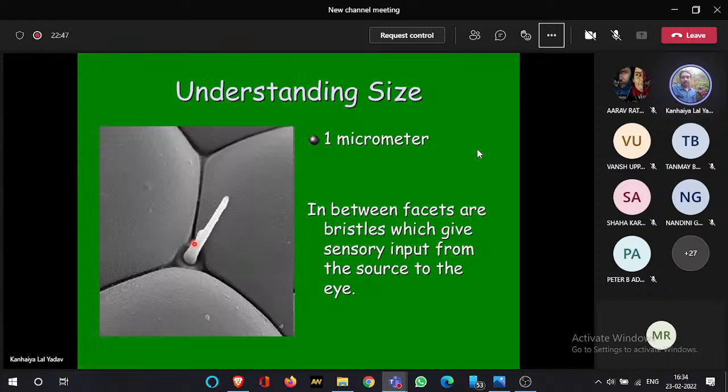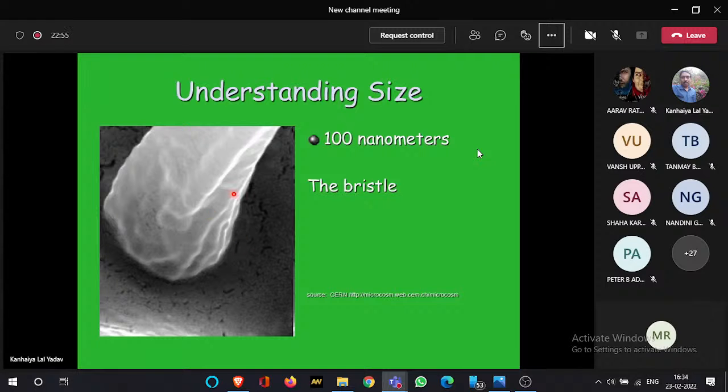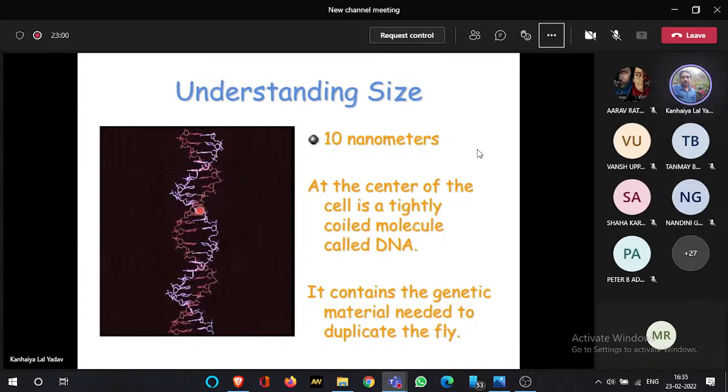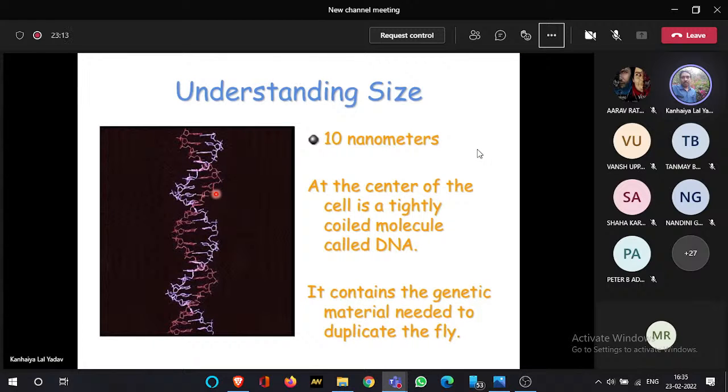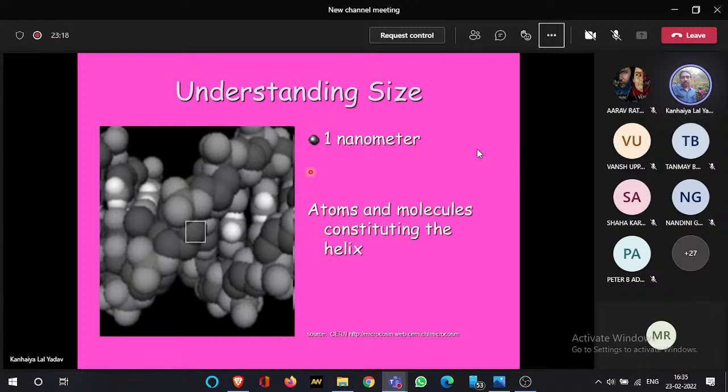And at 1 micrometer level, in between the facets are the bristles, which give sensory inputs from the source to the eye. And if you go to 100 nanometers, the bristles are there. Then at 10 nanometers, there is the helix RNA DNA. After this photograph, it is just simulation or made figures only. At 1 nanometer, you see the atoms and molecules constituting the helix.